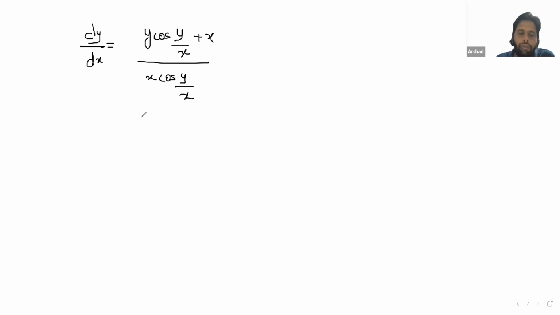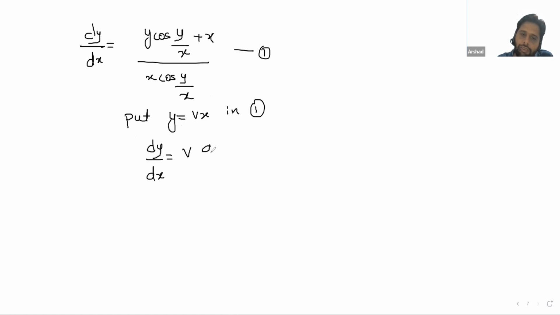Right. Now, if the differential equation is homogeneous, then you need to put y equal to vx. Always. If our differential equation is homogeneous, you always need to put y equal to vx. So before substituting, we will differentiate it. So dy by dx is equal to what? v dx by dx plus x dv by dx. So here we will get dy by dx is equal to v, since dx by dx is one, v plus x dv by dx.